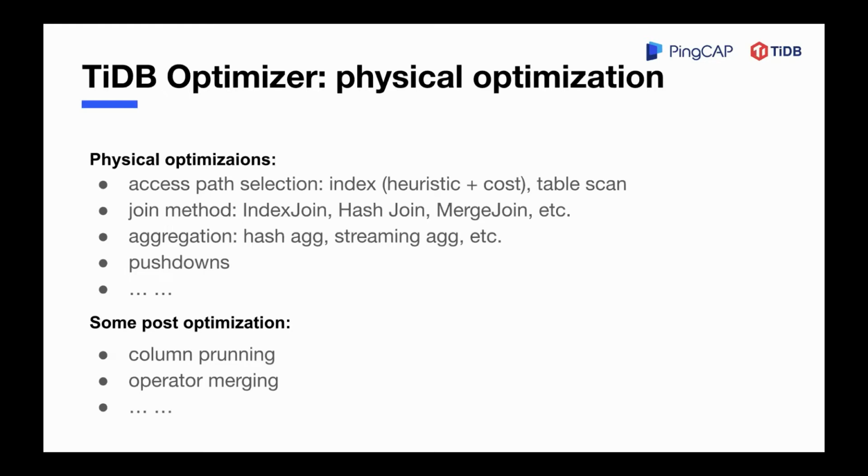And after the physical optimization, we also do some extra optimization we call post optimization. For example, after certain optimizations, we can merge some operators together. For example, we may have 2 filter nodes, then we can merge these 2 filter nodes as one filter operation, something like that.